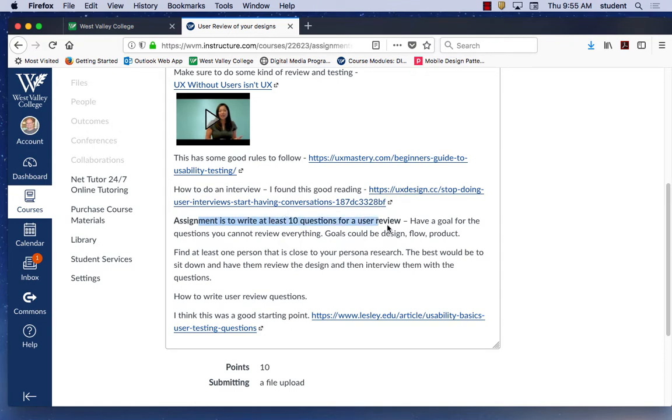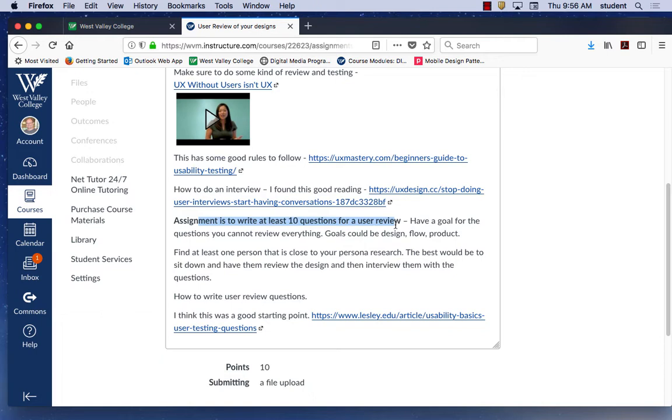Again, your assignment would be to write 10 questions for a user to review. Have the goal questions. You cannot review everything. Goals should be design, flow, product. You should ask open-ended questions, not questions that are yes or no. Does the user know where to click first? And the person says yes. Well, that's not giving you much information. It might confirm what you already know, but it's not giving you what you really want.